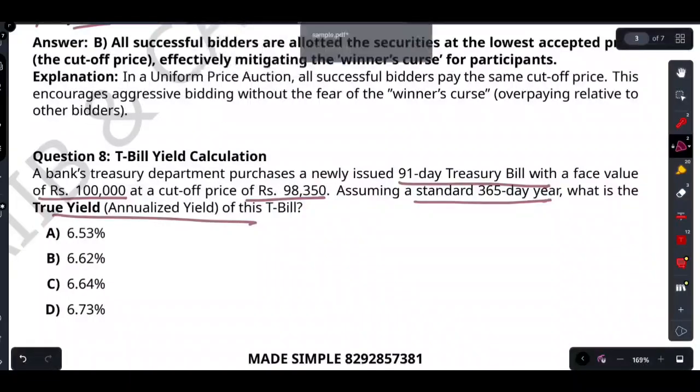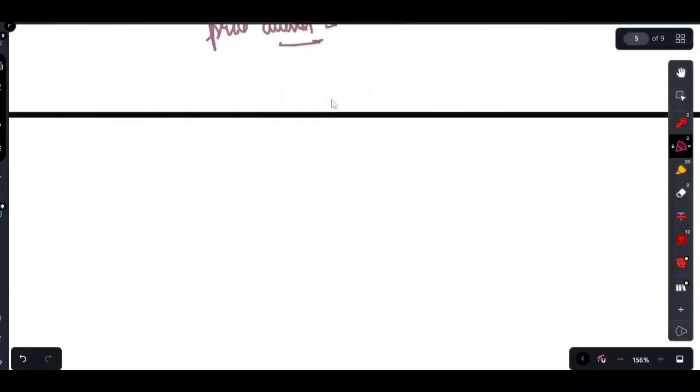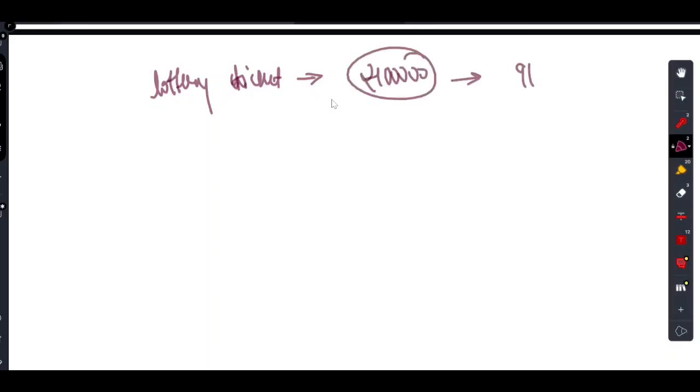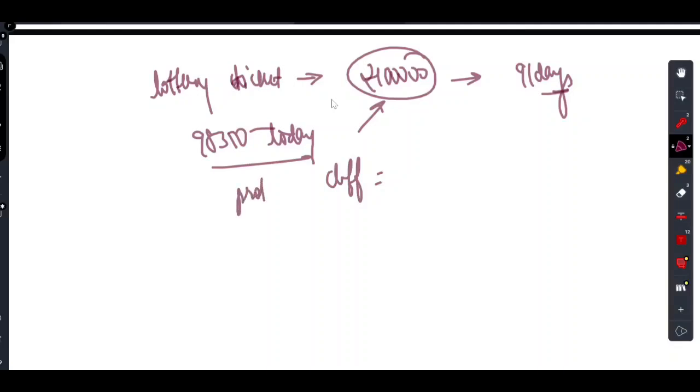So let me give you a simple example to make this concept crystal clear. Imagine that you buy a guaranteed winning lottery ticket from a friend. The ticket will pay you exactly 1 lakh in 91 days. Your friend says, give me 98350 today, and you can keep the 1 lakh when it pays out. So your actual profit is the difference, which is 1650 in this case.